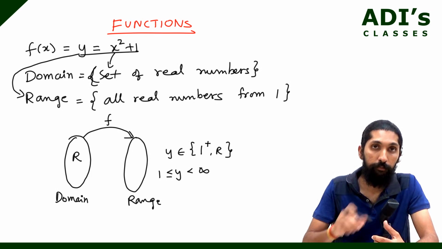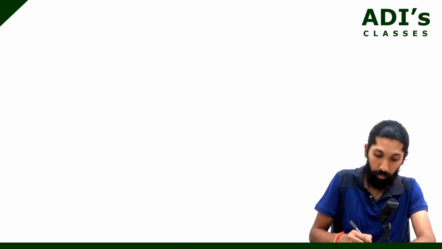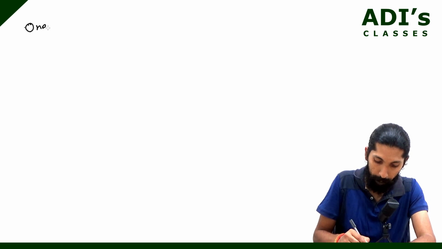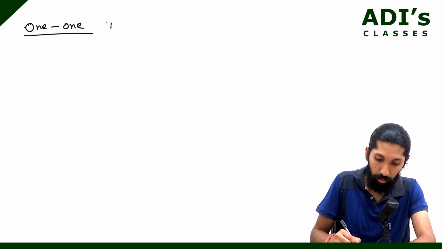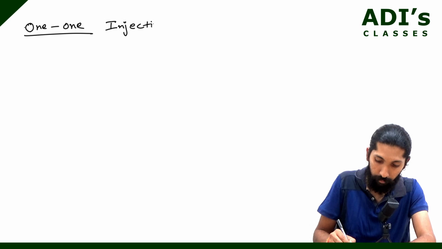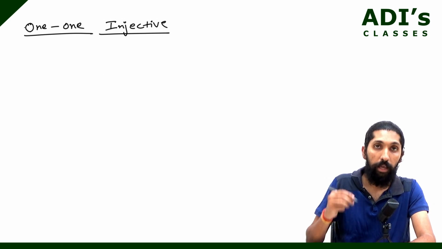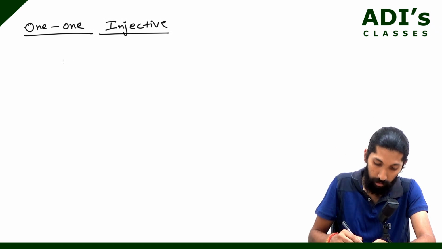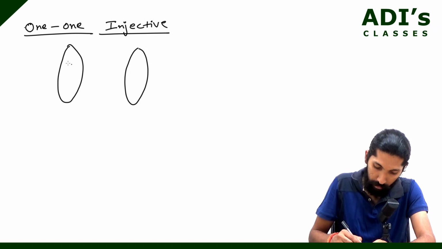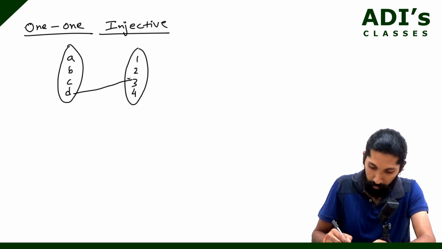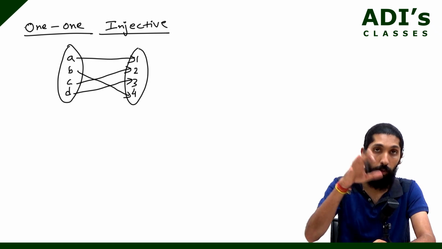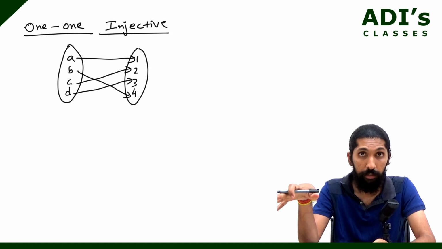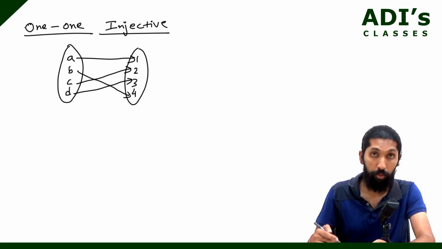Now in function we have three types. The first one is what we call one to one, or you can also call it injective. Injective is where every value in the domain will have only one value in the range. Suppose you have A, B, C, D and 1, 2, 3, 4, with only one value each, something like this. So for one domain element, you don't have two range elements. This is injective, or one to one.